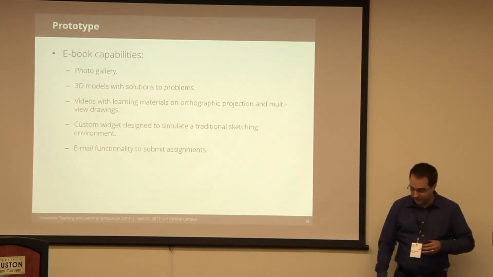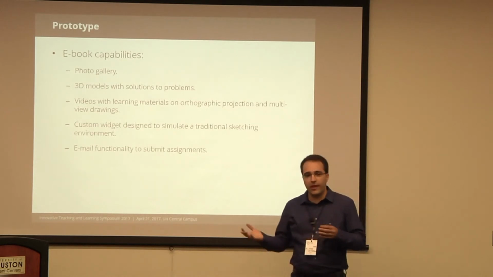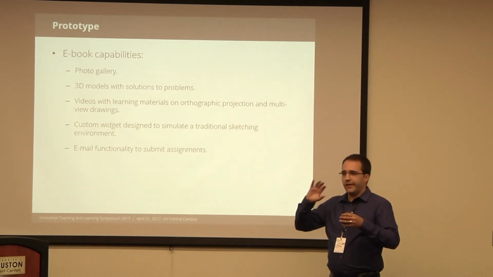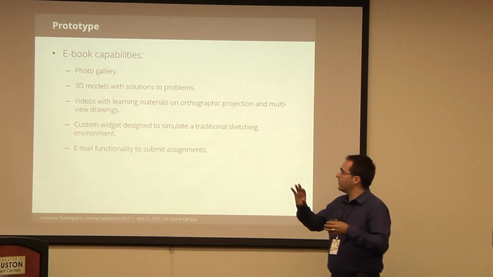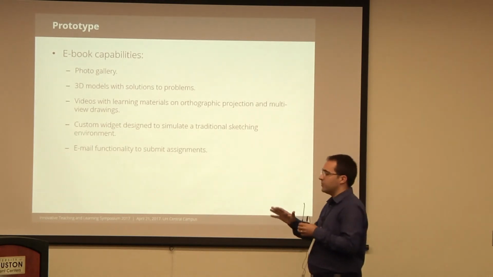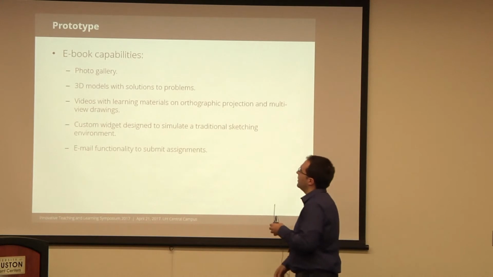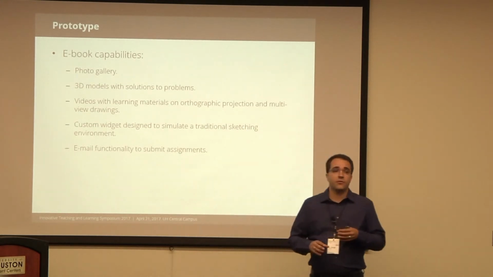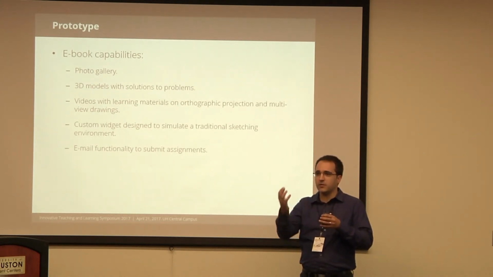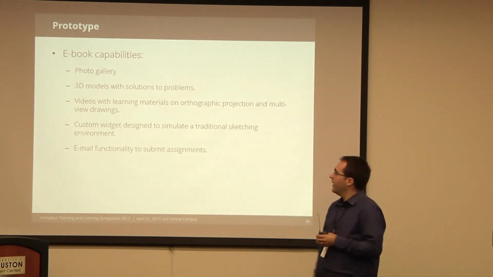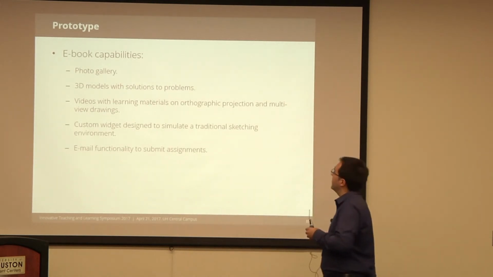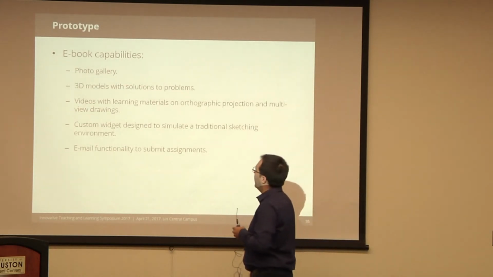So in our book, this is what we wanted. We wanted a photo gallery. Again, this is a visualization book, essentially exercises to improve spatial skills, things like mental rotation, orthographic views. So we need, for sure, a photo gallery to show images of the objects that students need to draw. 3D models with solutions, so I want my students to be able to rotate the view so they can look at different aspects of the geometry, so they can have a better idea of what they were sketching. Videos with learning materials on orthographic projection and multi-view drawings.